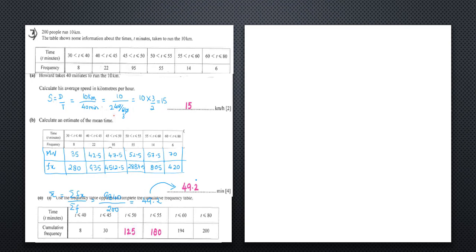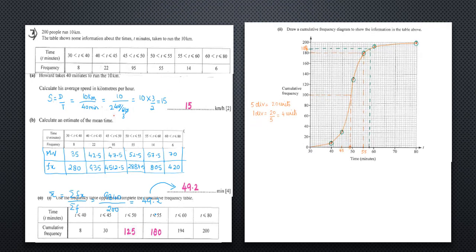Next part of the question, there's an overlap here, but anyway, it is similar to the previous question, completing the cumulative frequency table. So 8 plus 22 to get the 30, 30 plus 95 to get the 125, and 125 plus 55 to get the 180. Proceeding further, we were to draw the cumulative frequency diagram, which as you can see is already there on this figure, and we're going to use this curve to infer the information that we need.